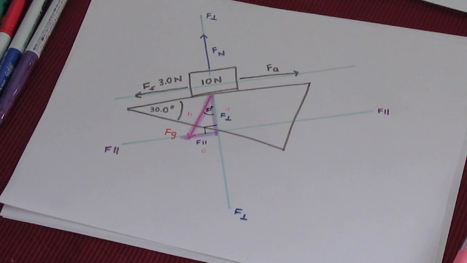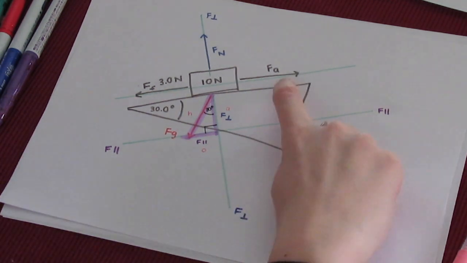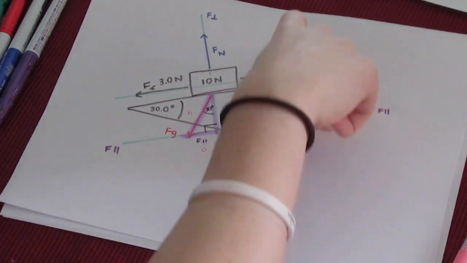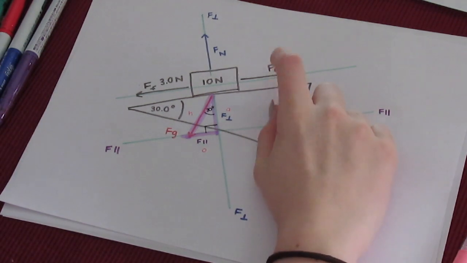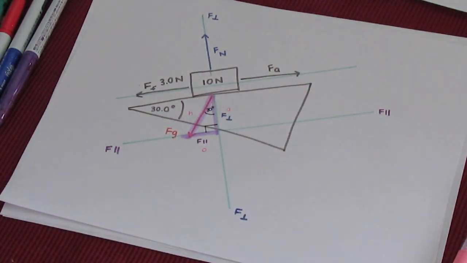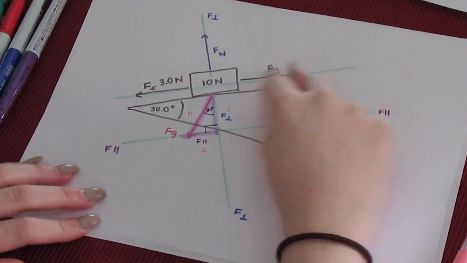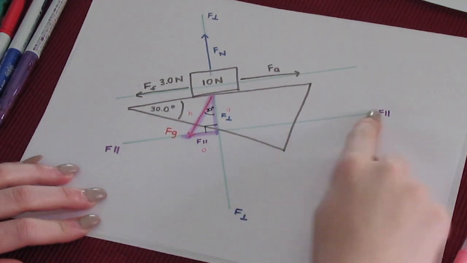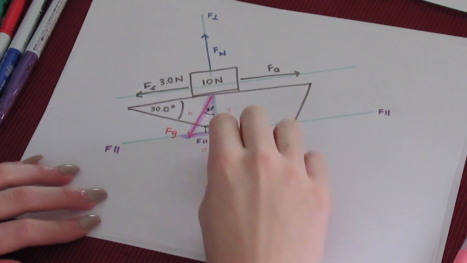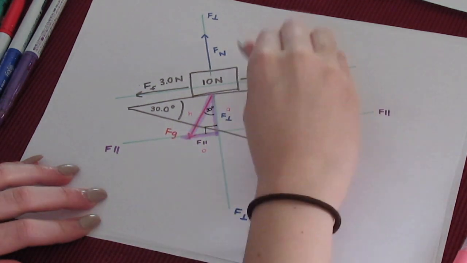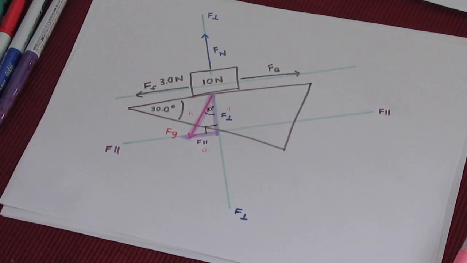So the question is asking, what is the magnitude of the force applied? I'm just going to call this the applied force for now. So this is, what's the magnitude of F of A? In order to figure out F of A, it is parallel to the force parallel. So whatever this force is, that's what F of A is. So we're going to figure that out.